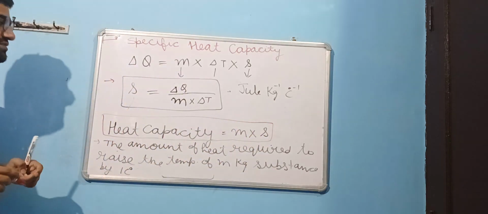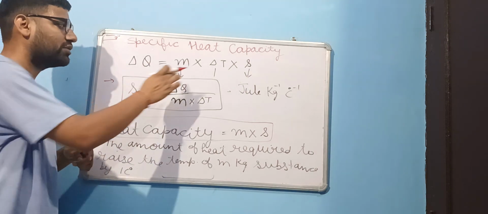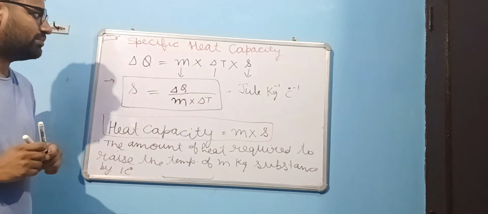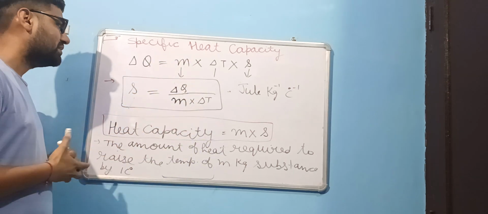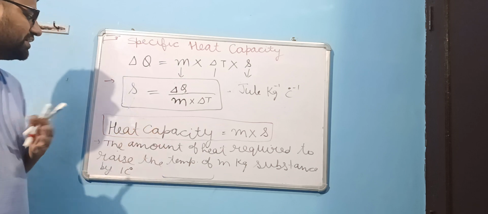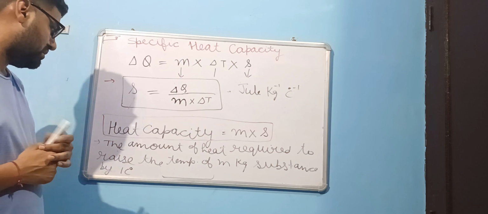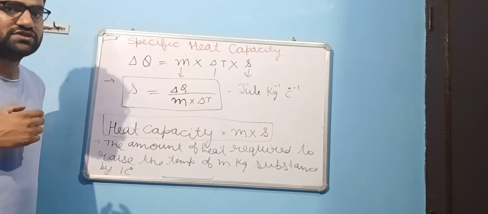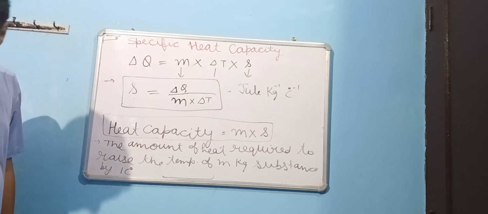Specific heat capacity is the amount of heat we require to raise the temperature of 1 kilogram substance by 1 degree Celsius. But when we are taking m kilogram substance, we multiply specific heat by m, then it will be called heat capacity. Heat capacity is when we try to raise the temperature of any m kilogram substance by 1 degree Celsius.